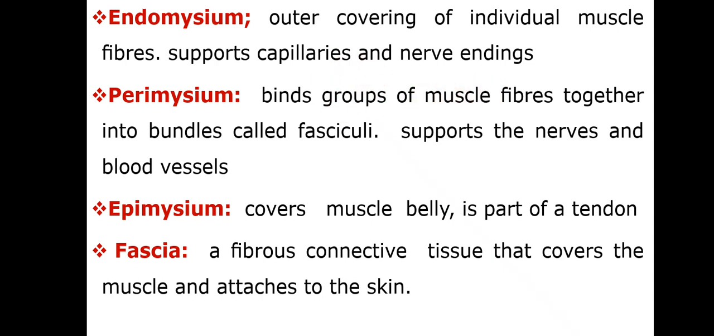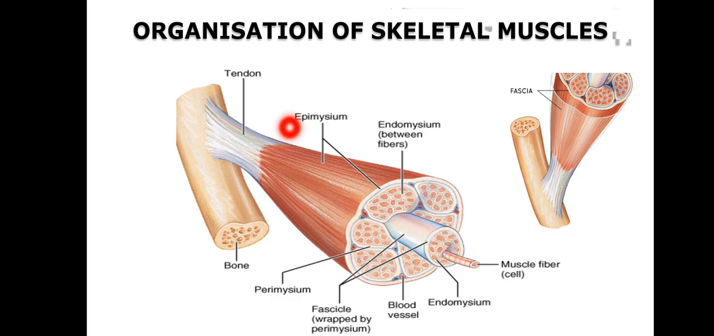Remember I said the perimysium is the one that is surrounding the band of muscles, what we call the fascicle. It binds the group of muscles together into bundles called the fasciculi. It supports the nerve and the blood vessels, just like I explained. Then the epimysium covers the muscle belly. Remember I said this is the one that is covering the outermost part of muscles. It's part of a tendon because you can see here, it's from the epimysium that this particular layer is transitioning into a tendon.